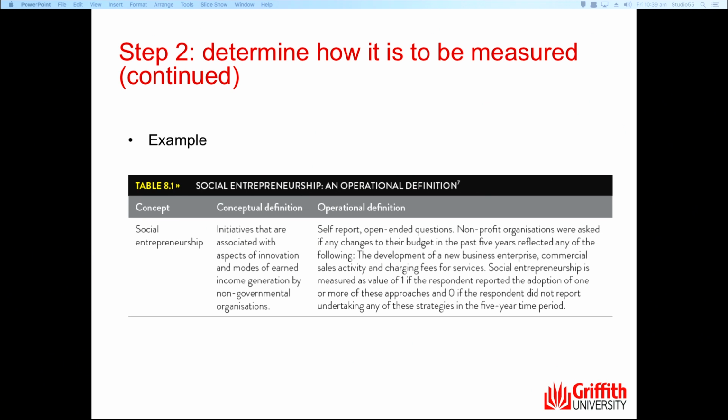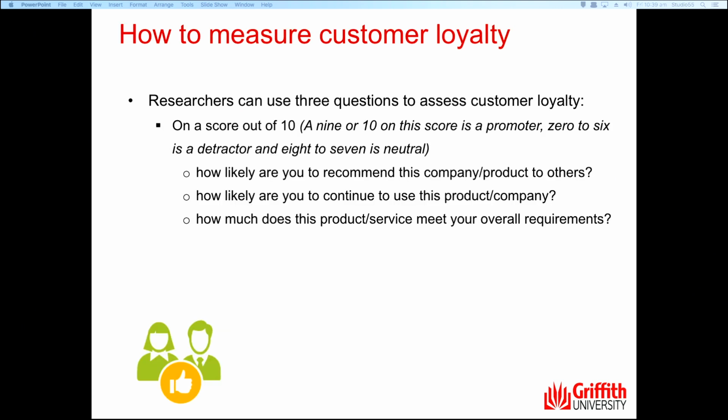So now you know the definition, and you can also identify and clarify how to measure. Another example, let's say I want to measure customer loyalty. So you've created a definition, and the researcher can use 3 questions to assess customer loyalty. Again, once we know the definition, now we have to know how to measure this concept.